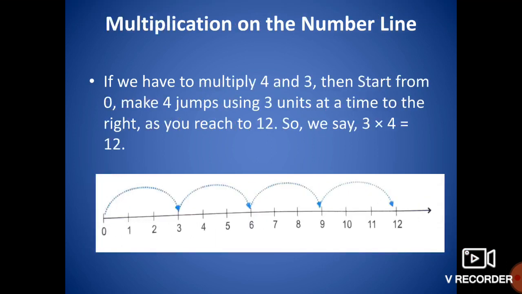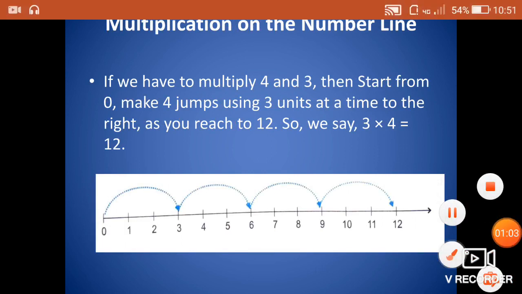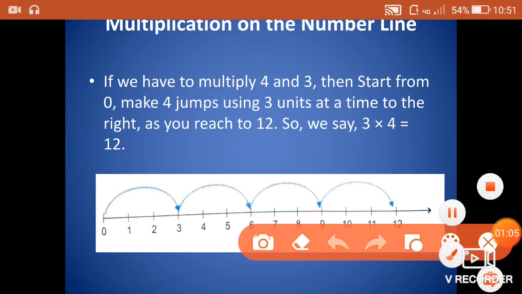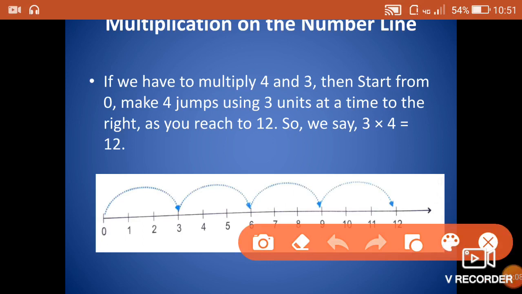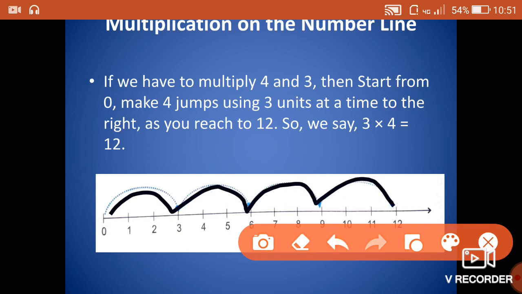Next, let us see the multiplication operation on the number line. We will consider an example, 4 and 3. In multiplication, to multiply 4 and 3, we will start from 0 and make 4 jumps. Our first number is 4, right? So we will make 4 jumps starting from 0. 1, 2, 3, 4, using 3 units, because 4 we need to multiply with 3.